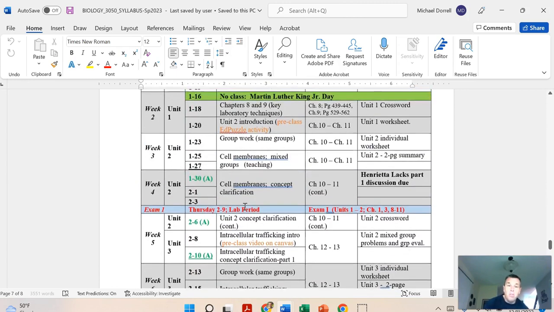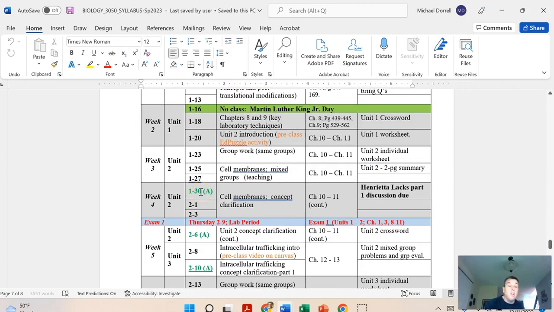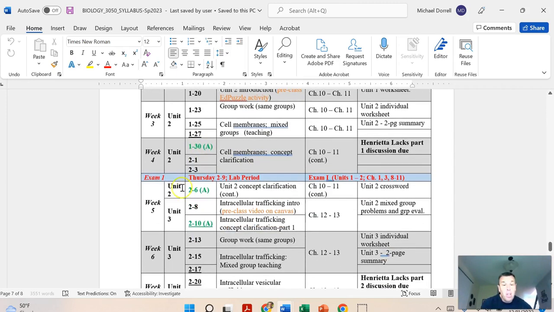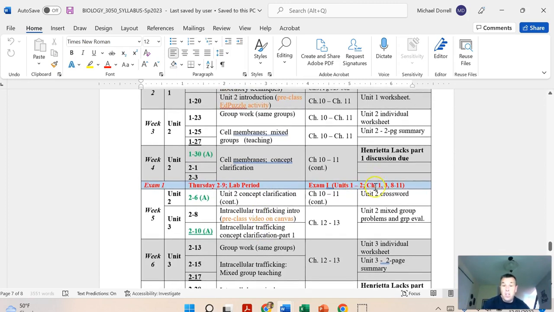But you do need to do those Edpuzzles, work with that asynchronous activity, and treat it as if it's a class, because all that information is still just as important as if we were meeting together. You can see that the exams are going to be in the lab, and that's kind of what the exams are on. And then at the end of a unit, there are some mixed group problems. In the group evaluation, you evaluate each other, and then we start the next unit.